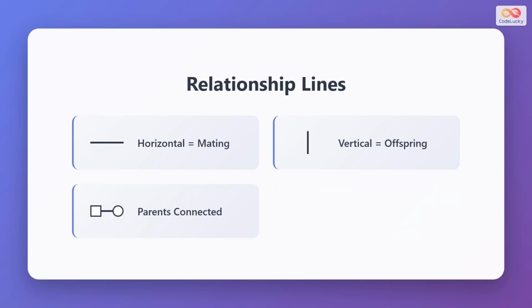Lines in a pedigree show how family members are related. A horizontal line connects two individuals and represents a mating relationship or marriage between parents. A vertical line represents offspring, showing the connection between parents and their children. When parents are connected by a horizontal line, their children branch downward from that line, clearly showing family relationships across generations.